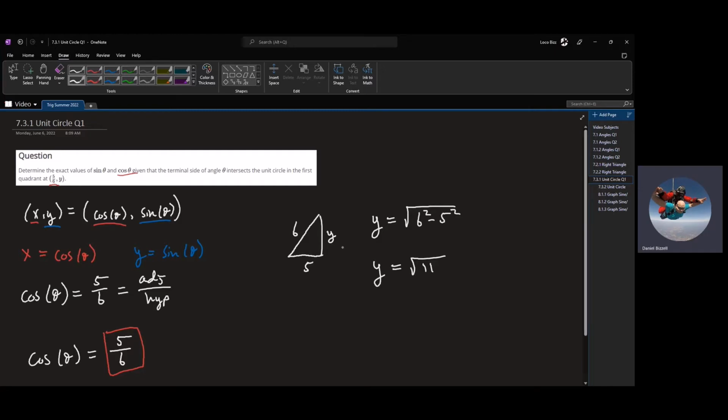Now that we have our missing side, our opposite side, we can figure out what sine is. Sine of theta is equal to square root 11 over 6. And this is our other answer.